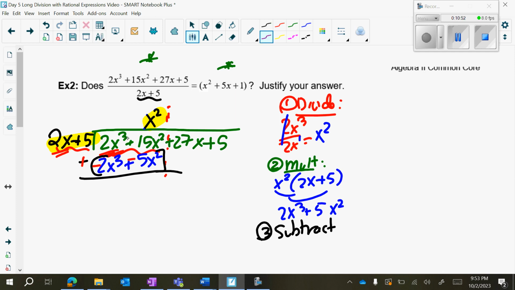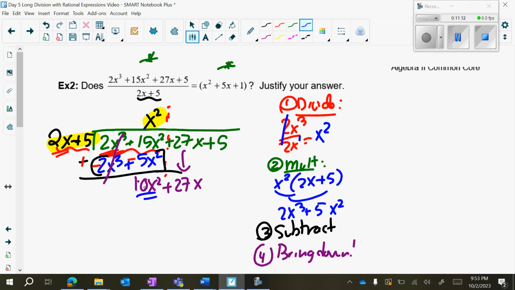Now, cancel. 2x cubed divided by 2x cubed cancels out. The first one should always cancel out. 15x squared minus 5x squared is 10x squared. And now remember, the last step is bring down the next term. So bring down this one. All right, just do 2 at a time.